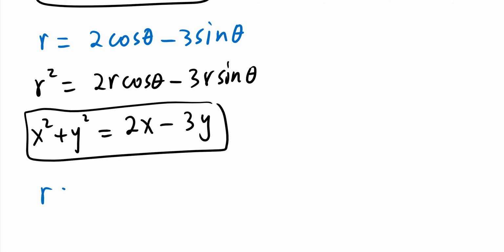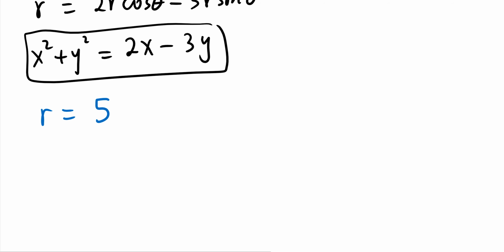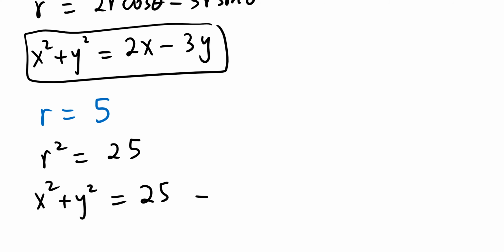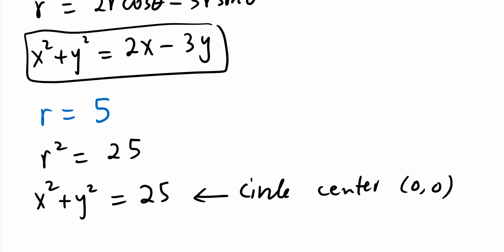What about one last example? R equals 5. Here we're not going to multiply both sides by r because there's no sine or cosine. So instead what we're going to do is we are going to square both sides. So this is r squared is 25. Why did I do that? Because this one is x squared plus y squared is 25. Notice how you get, it's a circle, center 0 0, radius 5.